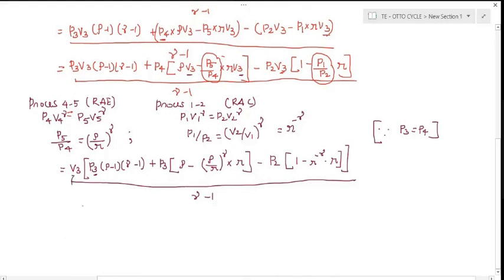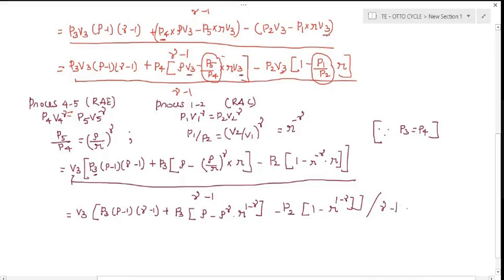So then, just to simplify the above equation: V3 into (rho minus 1) into (gamma minus 1) plus V3 into (rho minus rho power gamma into R power 1 minus gamma), minus V2 into (1 minus R power 1 minus gamma), whole divided by gamma minus 1. So let's just check this.